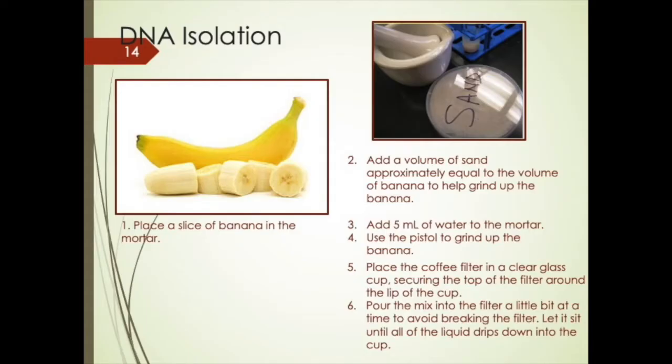So, here we go. Place a slice of banana in the mortar, whatever device that you have for a mortar. You're going to add a volume of sand approximately equal to the volume of banana that you hope to grind up. And you can use silica, sand, any type of sterile material that doesn't have any organic solution in it, right? You don't want something that has DNA already in it. You want to have some type of rock.